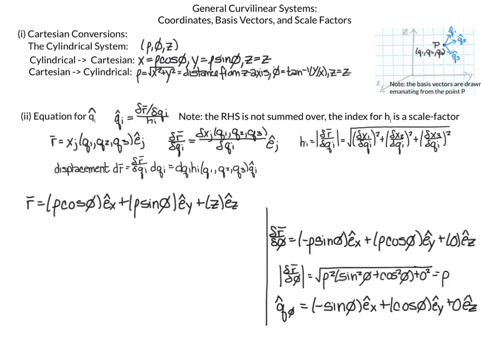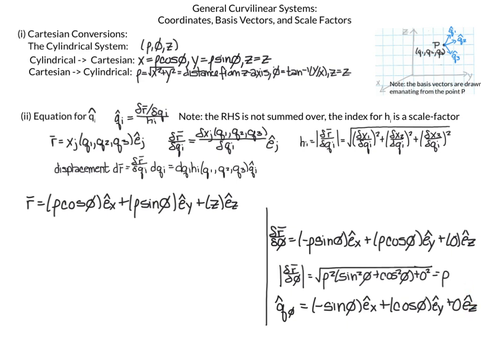I cleared out my work for the basis vector for z so that I could do the work for phi. So dr d phi over here with respect to phi is minus rho sine phi. Here I'll get rho cosine phi, and here I'll get 0. So the magnitude of this dr d phi is equal to the square root of rho squared sine squared phi plus cosine squared phi plus 0 squared, which is simply equal to rho. So I divide my dr d phi by my h of i, my scale factor. So I'll get minus sine phi e to the x plus cosine phi e to the y plus 0 e to the z.